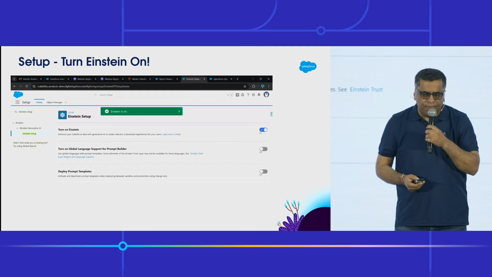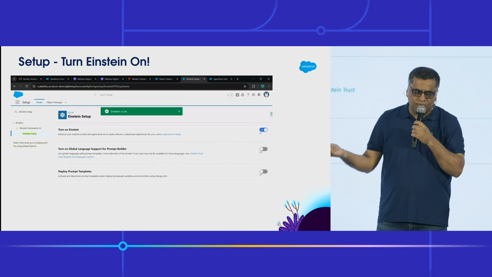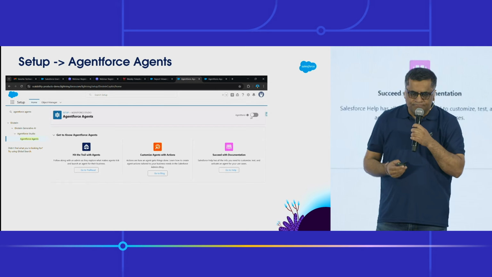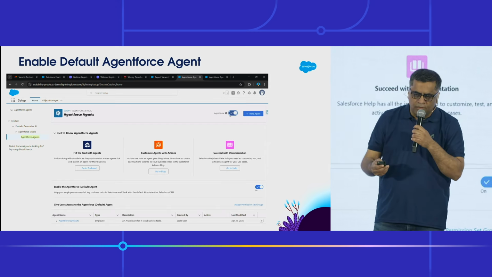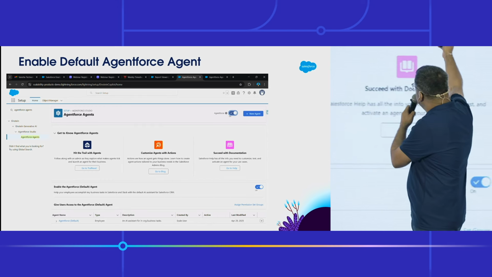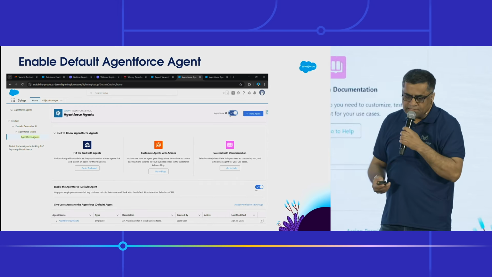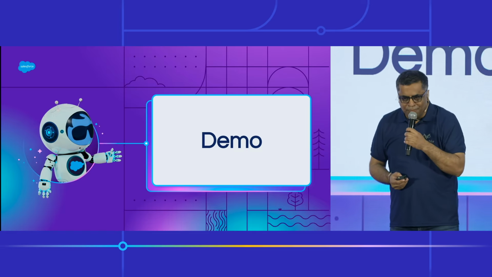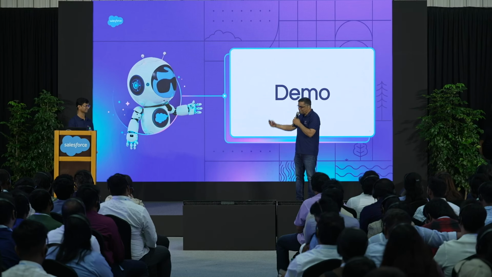Setup is very, very simple. Like most things in Salesforce, you go to the setup menu, you quick find, you go to Einstein Setup, and you turn it on. Once the toggle is on, you see a button called New Agent here. That's where you can go and start creating your agents. Now is the time for me to shut up, and now is the time for us to see some action.